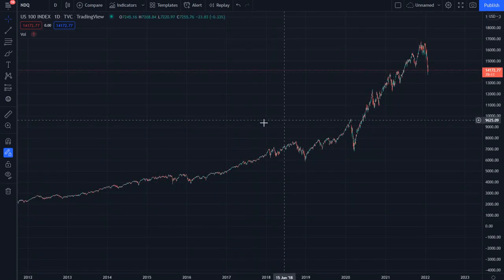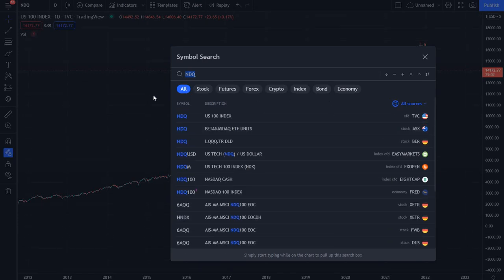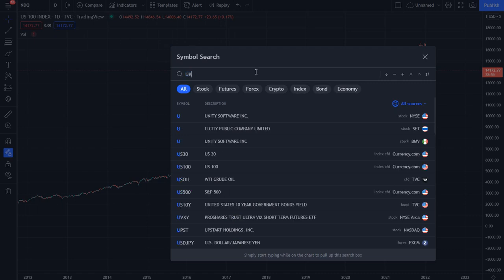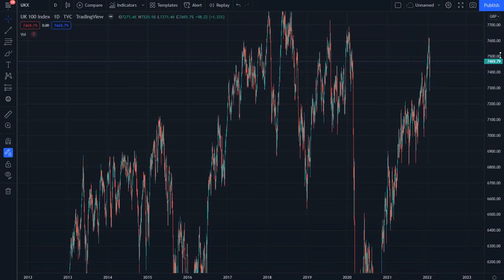First of all, on tradingview.com you can search any stocks you want, any futures, any forex, any crypto, any index, bond, economy, and so on. If you're from the UK, you can use this one here and then choose your proper broker. In this case, if you want to take a look at the UK one, this is what the UK looks like.